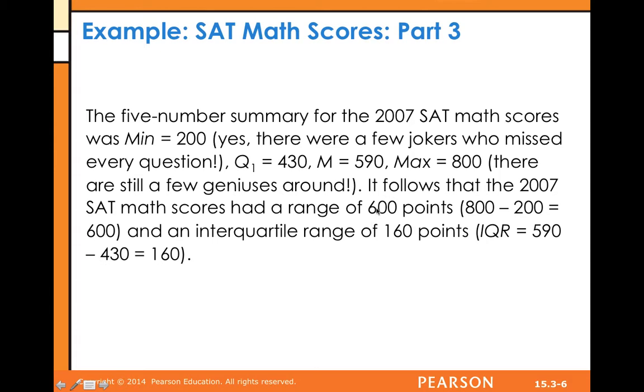So the range is really big, right? The range was 600 points. But the interquartile range was not nearly as big, right? It's less than a third of the overall range. So the middle cluster of students wasn't nearly as spread out as the overall distribution of students.